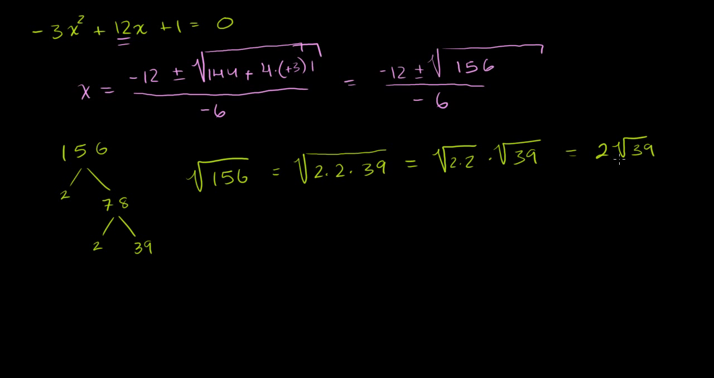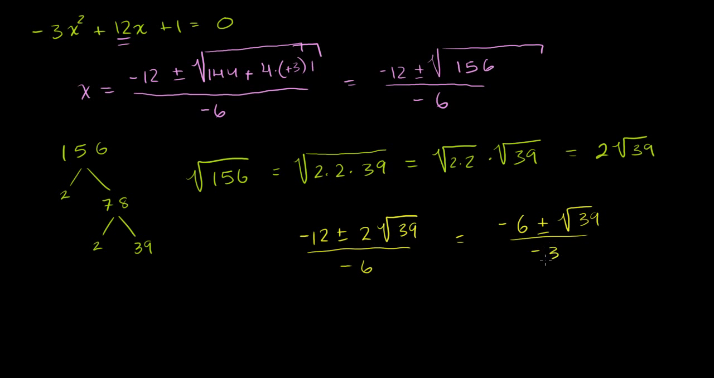Let's see, 4 times 39. Yeah, it looks like it's right. 120. Yep. So this up here will simplify to negative 12 plus or minus 2 times the square root of 39, all of that over negative 6. Now we can divide the numerator and the denominator maybe by 2. So this will be equal to negative 6 plus or minus the square root of 39 over negative 3.